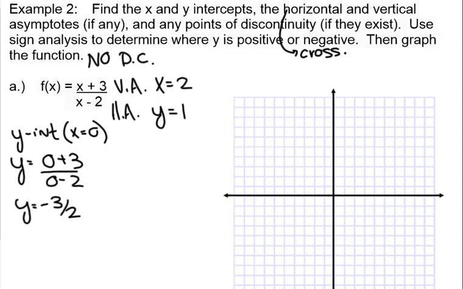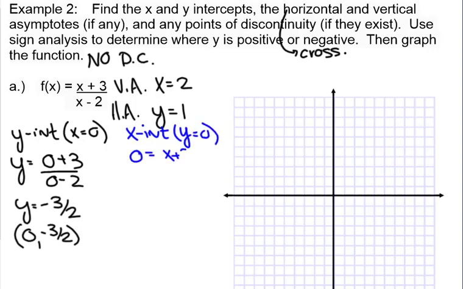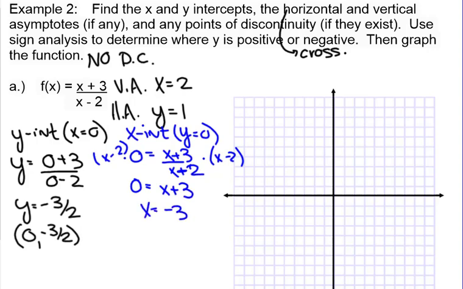So this point would be (0, -3/2). We also have x-intercepts. Those happen where y is equal to 0. So 0 is equal to x plus 3 over x subtract 2. Multiply both sides by x subtract 2. 0 is equal to x plus 3. x is equal to negative 3. So this happens at (-3, 0). So here we found the x and y intercepts.